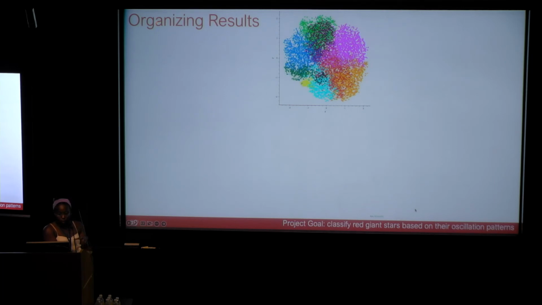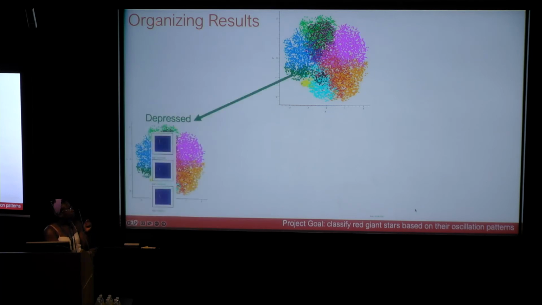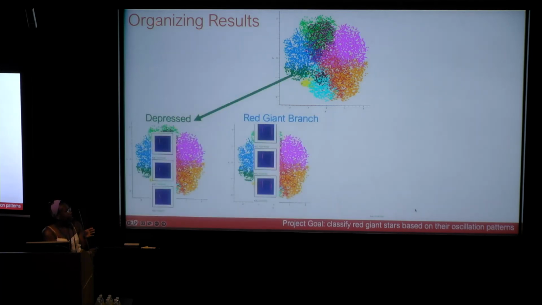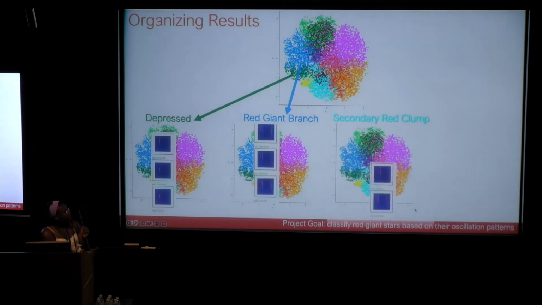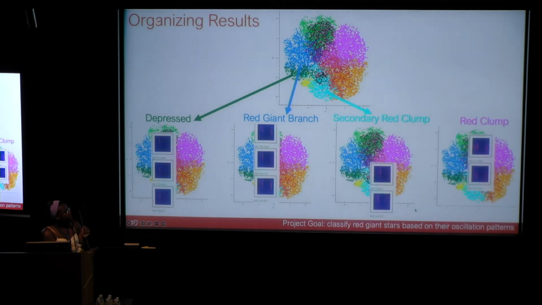And so when we hover over each of the clusters, it shows us exactly which types of Echelle diagrams have been classified into each region. And so with that tool, we're able to label each of the clusters for their evolutionary stages.